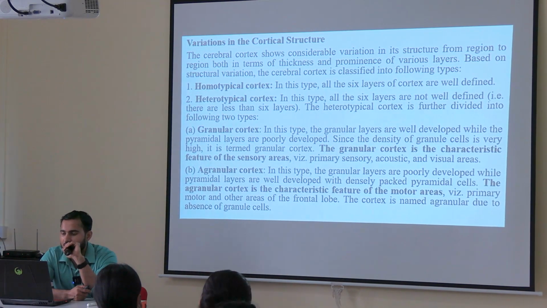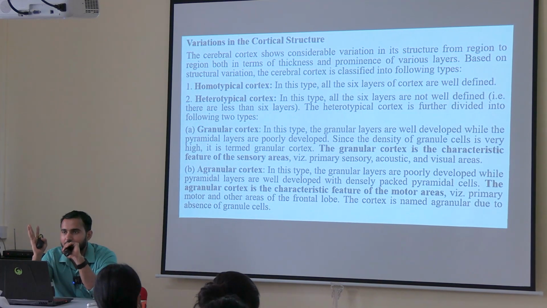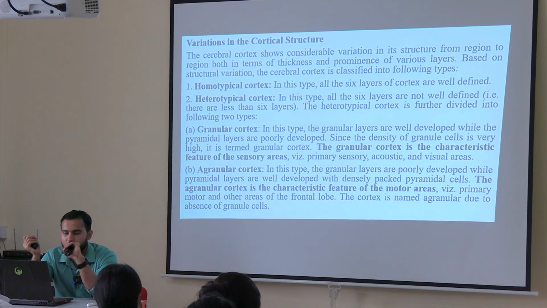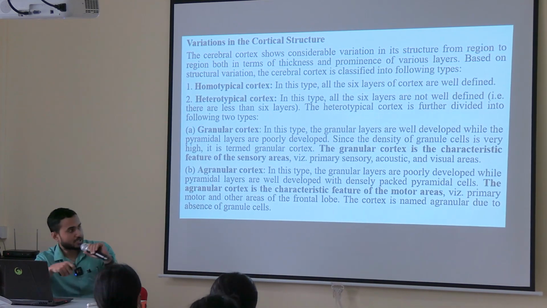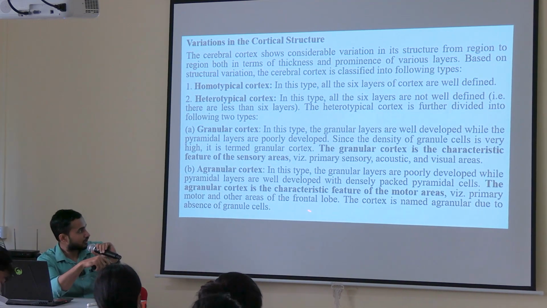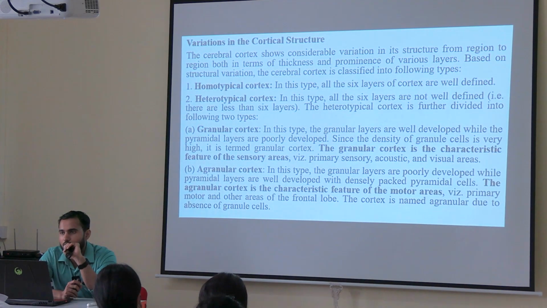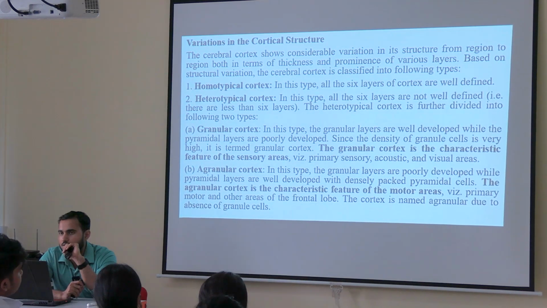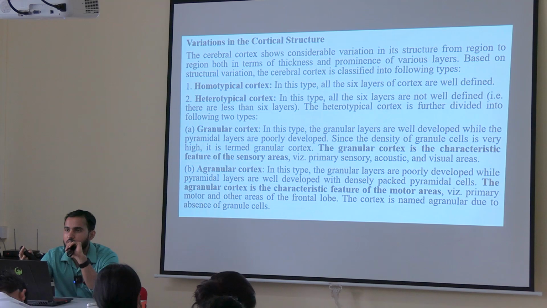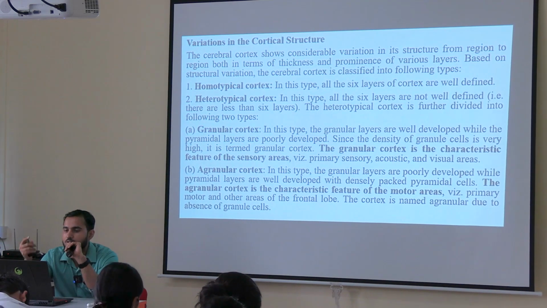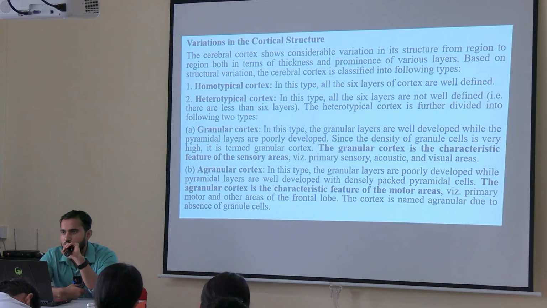Next, agranular cortex. Here granular cells are poorly developed, instead of that pyramidal cells are well developed, that also larger pyramidal cells. For example, you can see the frontal lobe, primary motor cortex. These are the areas where the agranular cortex is well developed. So this is the variation. Same cerebral cortex, but variations are there. That's why the structure is heterogeneous, not homogeneous.